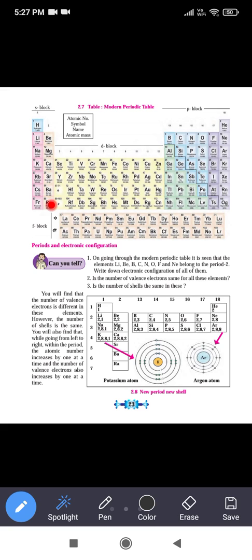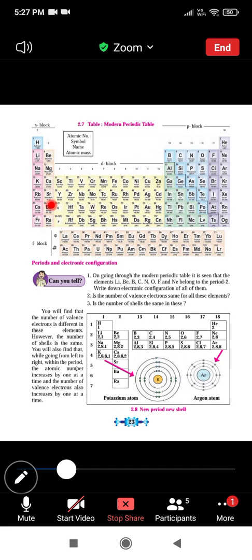These all second group elements are called the alkaline earth metals. इसको क्या बोलते हैं हम लोग? अल्कलाइन अर्थ मेटल. They have valency 2. उनकी वैलेंसी कितनी है? 2 है.